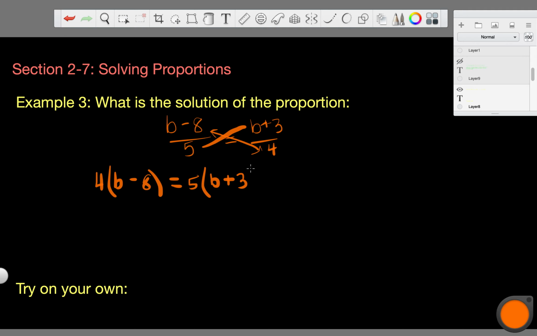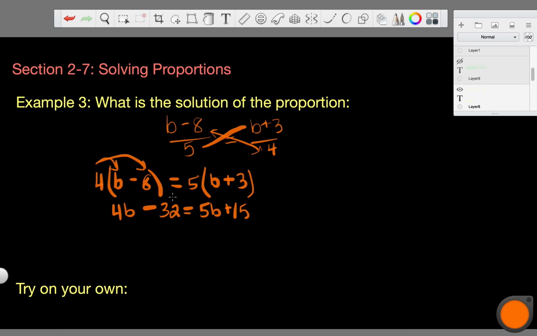Okay? So I see parentheses, so I need to distribute. So my first step is to distribute this 4 to both terms on the inside. So I have 4 times b, which is 4b, minus 8 times 4, which is 32, equals 5 times b, which is 5b, plus 5 times 3, which is 15.